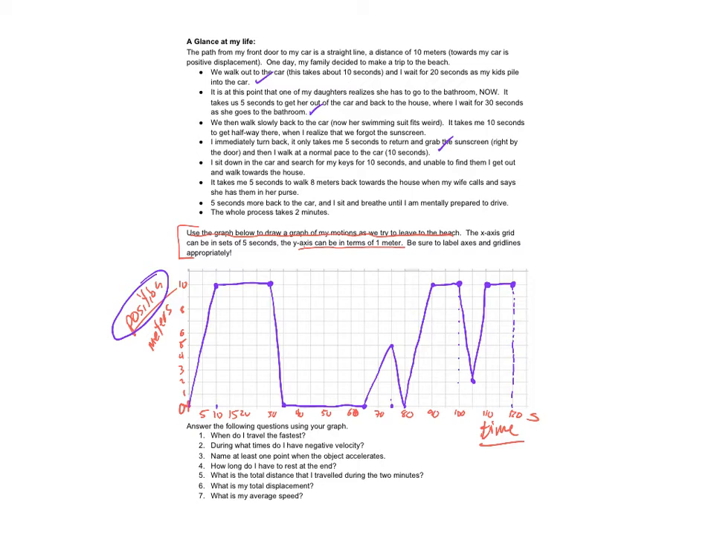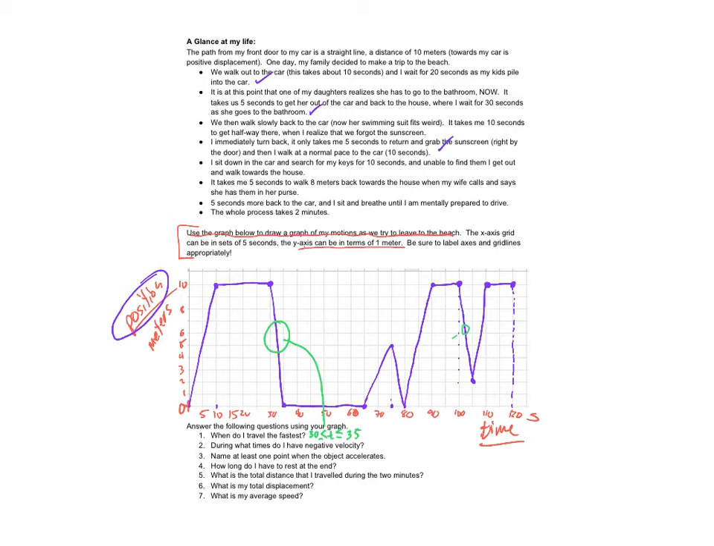So when do I travel the fastest? When is the slope the steepest? Well, hopefully it's when we're rushing to get back to the bathroom, right? We get from 10 to 0 in 5 seconds, between 30 and 35 seconds. That's when I travel the fastest, right? That's the steepest slope. You can double check all the other slopes. This one over here is close, but that's only 8 meters in 5 seconds. The fastest is definitely when we run back to the house.